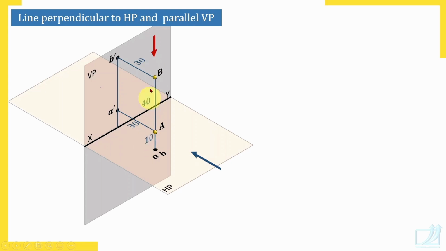Point B is 50 millimeters above HP. So 10 plus 40, that is distance of B from HP. So front view gives distance from HP, you know. Top view gives distance from VP.